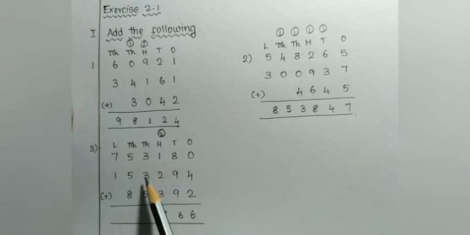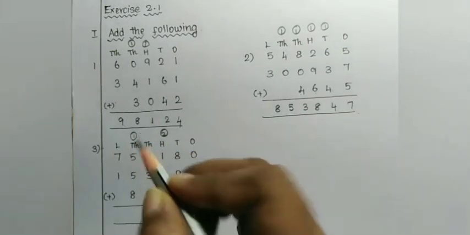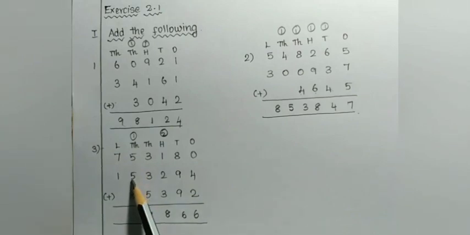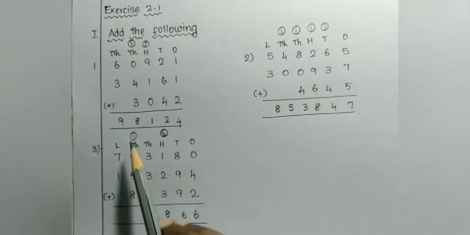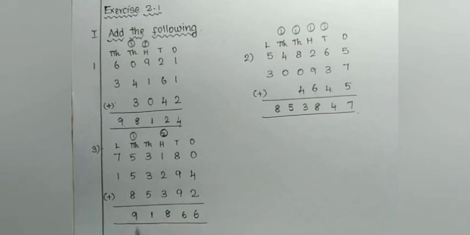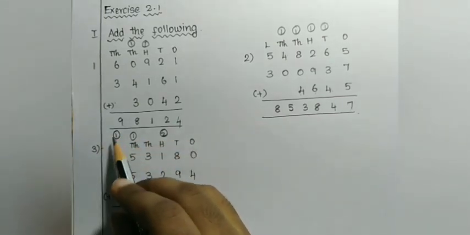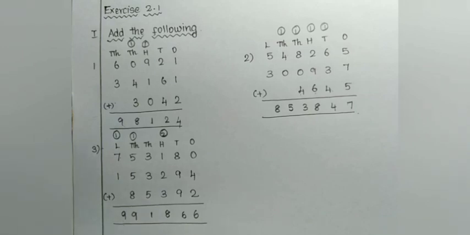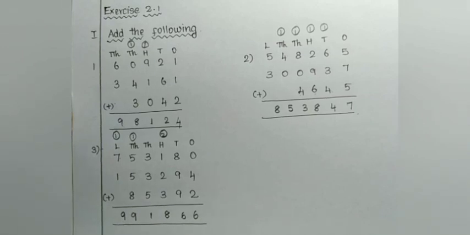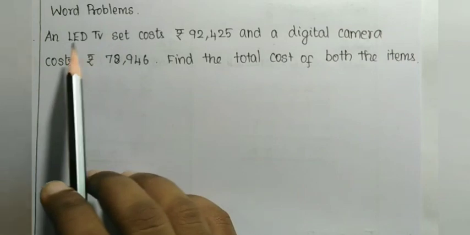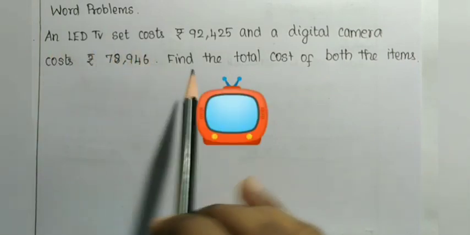Thousands position, 3 plus 3, 6. 6 plus 5, 11. 1 here and 1 goes to the 10,000s place. 5 plus 5, 10. 10 plus 8, 18. Plus 1, 19. 1 goes to the lakhs position. 7, 8, 9. So the answer is 9,91,866.